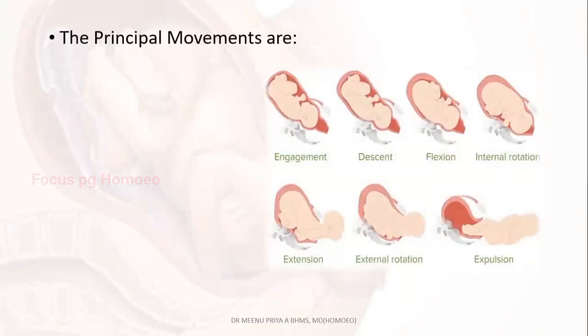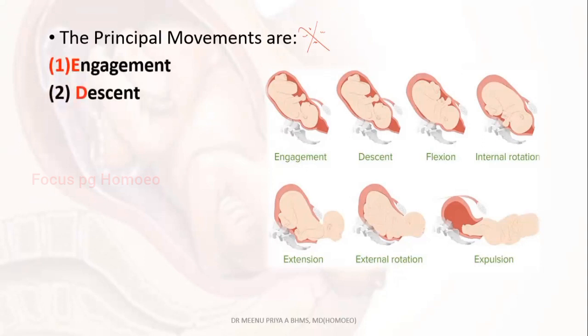Now here, the principal movements. These are the most important part from the exam point of view, because the sequence of their occurrence is asked directly. So you should know the sequence. First engagement occurs, then descent happens, and descent is a continuous process. It is not that once descent happens, it stops.